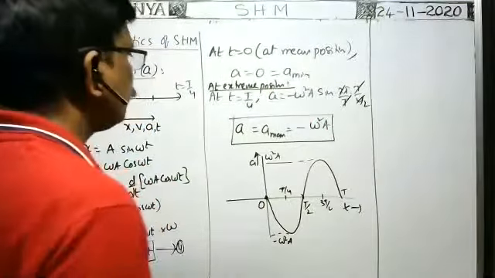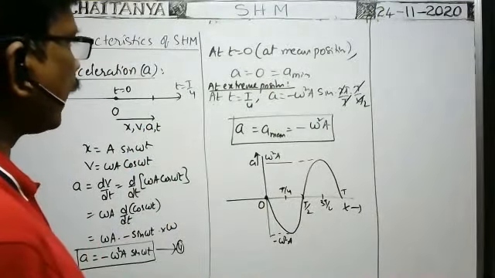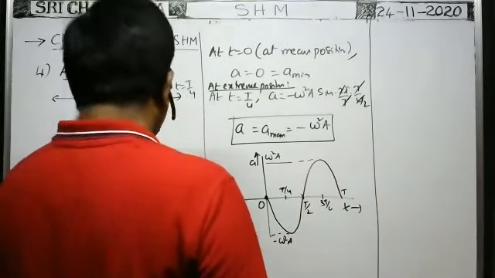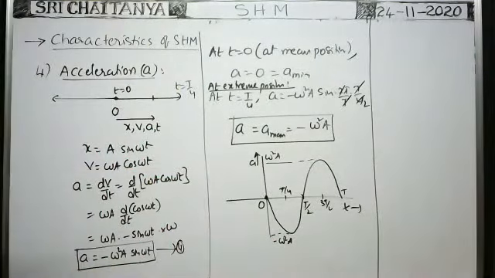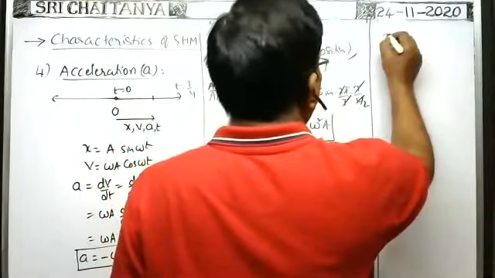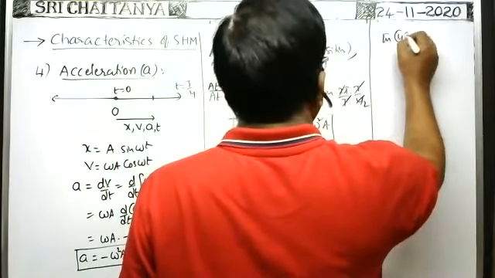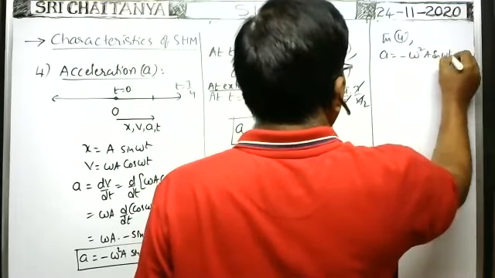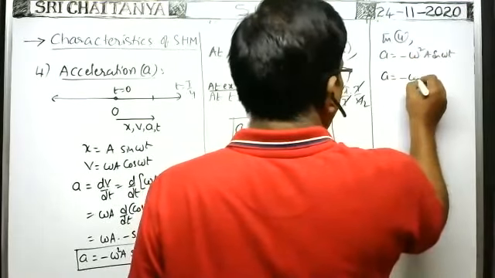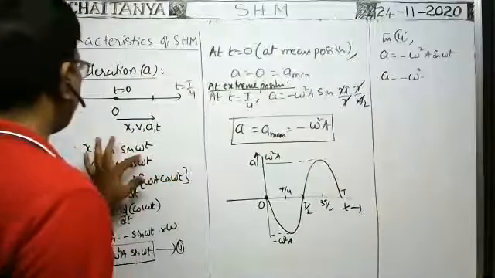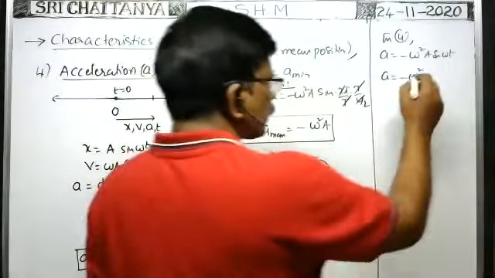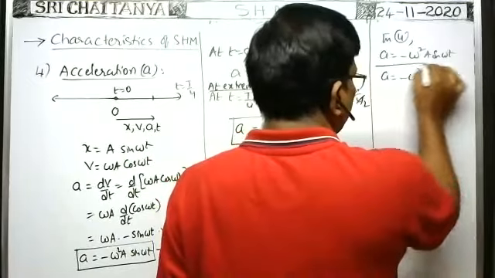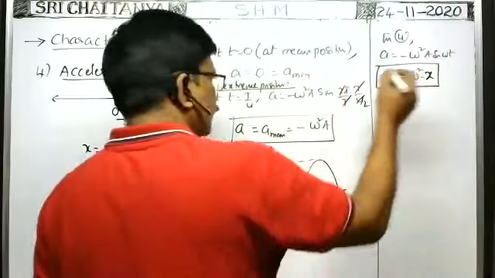Now, this is about acceleration. Here, you see in this formula, A sin omega t we can write as x. From equation 4, a is equal to minus omega square A sin omega t, we got a equal to minus omega square into A sin omega t, which can be written as x. So in terms of the displacement of the particle in SHM, the acceleration of the particle is this one. That is also important.